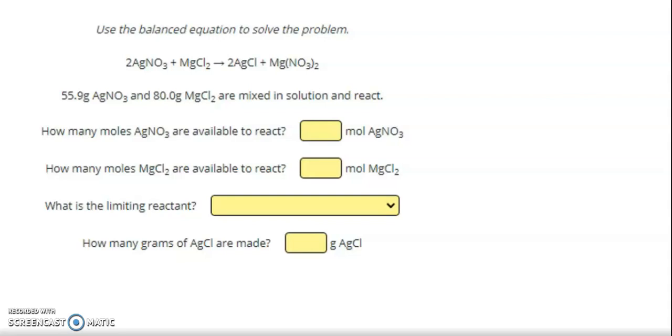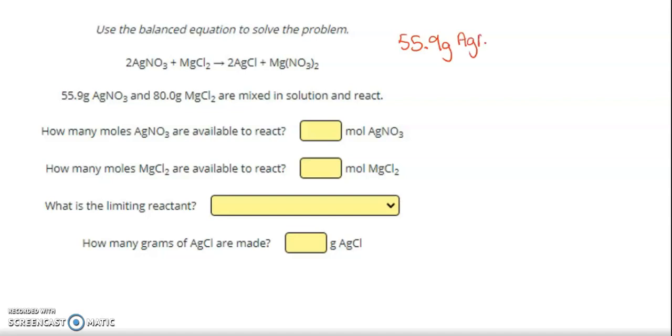There are a couple ways to approach this problem. One is to take both of your reactants, take the amounts, figure out how much product can be made, and then pick the one that makes less, and that's how much you make. But another way is to find the moles of the stuff you have and compare them. And that's what I'm going to do.